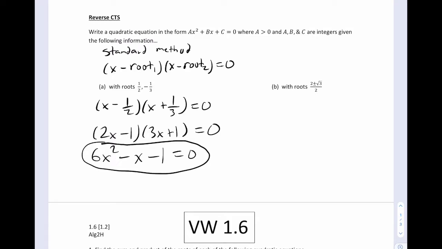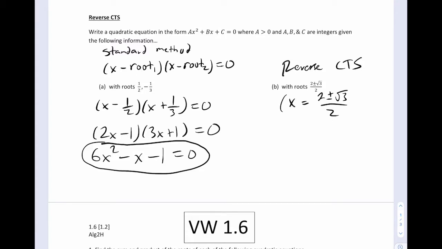Now the standard method is great, but if we have something like this, notice how it's much more complicated. To do this would be pretty challenging. So then we have another method, and I call it reverse complete the square. Because what we're going to do is just simply complete the square, but in reverse. So you're going to write x equals 2 plus or minus root 3 over 2. That's your solution. And we're going to go backwards.